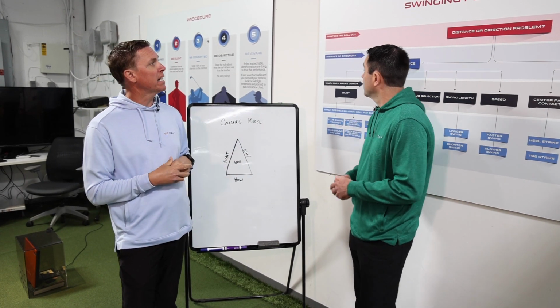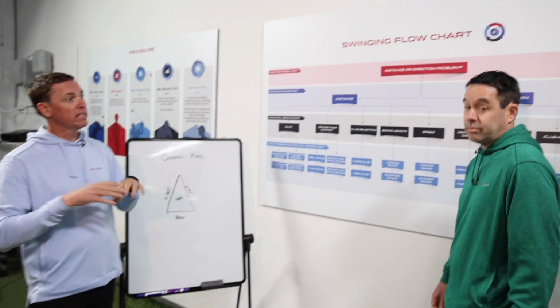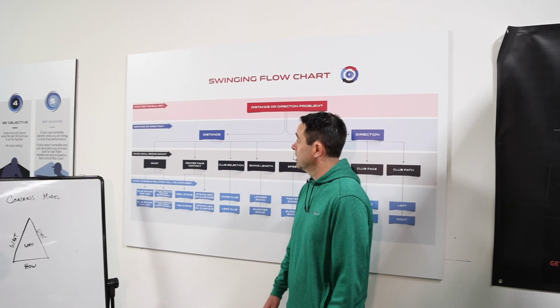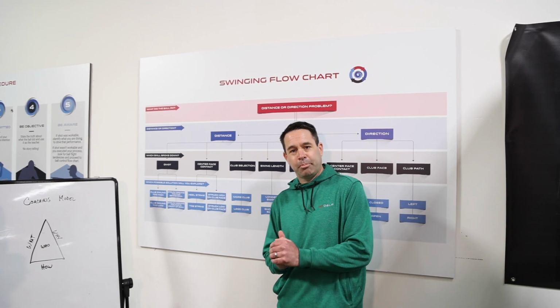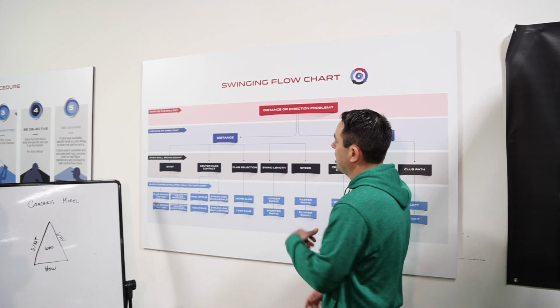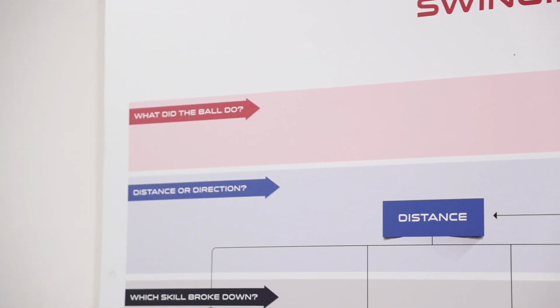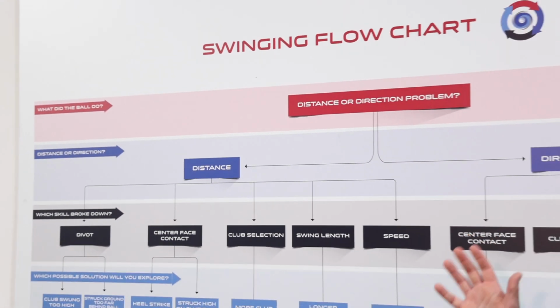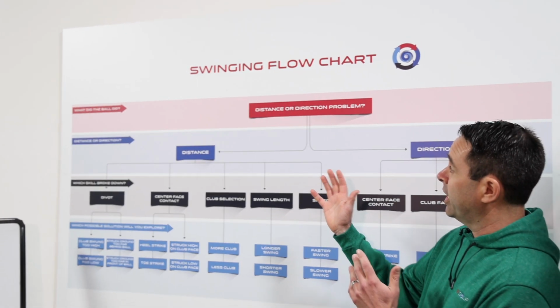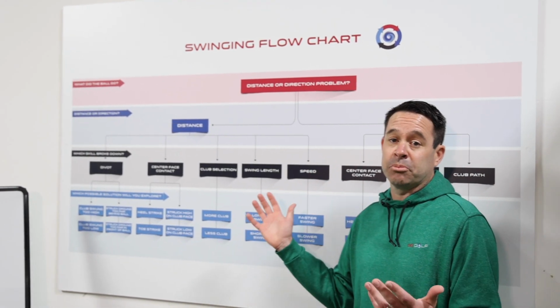So at the top of our chart behind you here, it starts at the red, the top line. What are we talking about? We're talking about what the ball did, people. So if you notice on the very top here, what did the ball do? And then after you're done describing what the ball did, the next question might be, okay, well, why did the ball do that? And do I have a distance or direction problem?